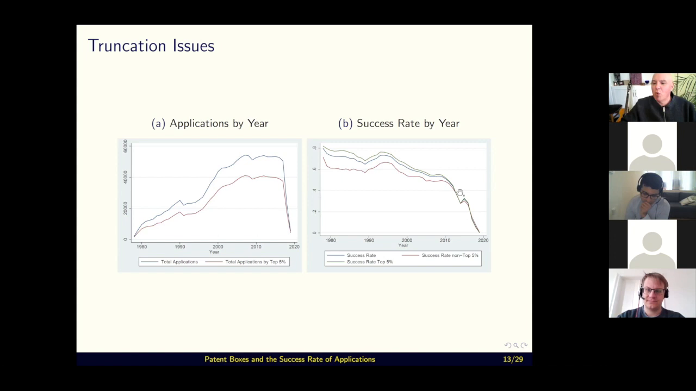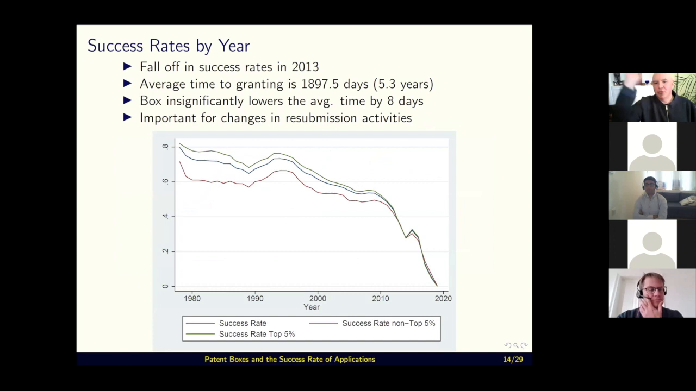We'll also do robustness checks, chopping things off in 2011, 2010, and 2009. The other thing you can see is this gap between the top 5% and the bottom 95% in terms of success has shrunk over time. This seems to be a little bit more of a level playing field as you go on.